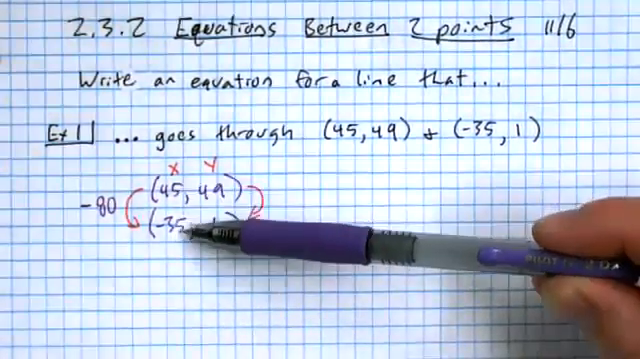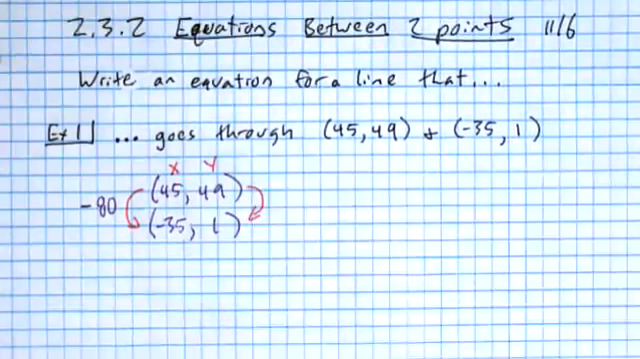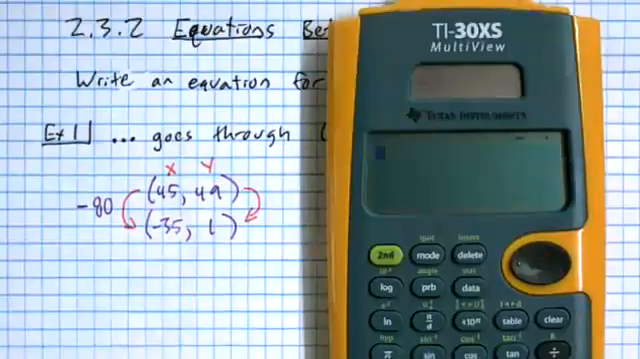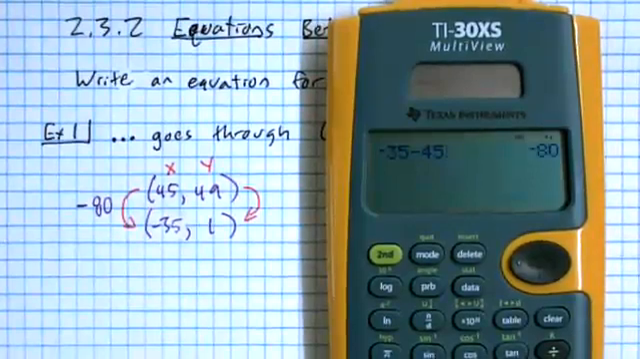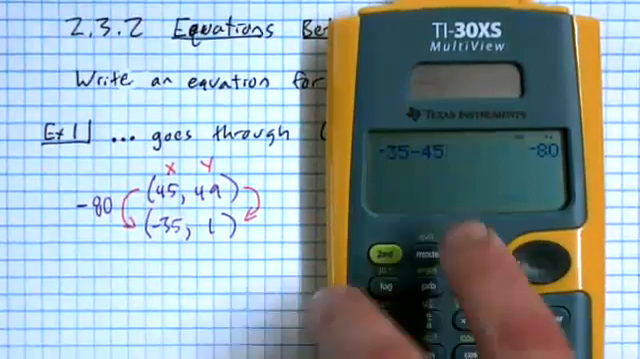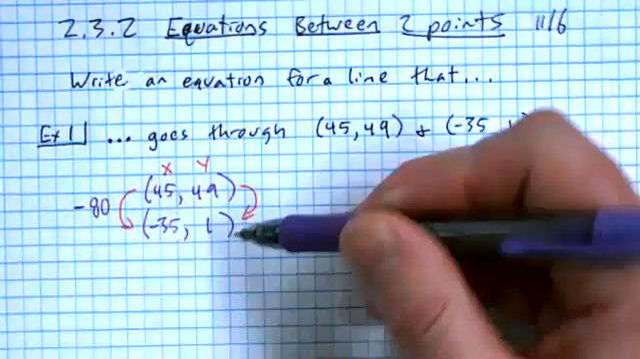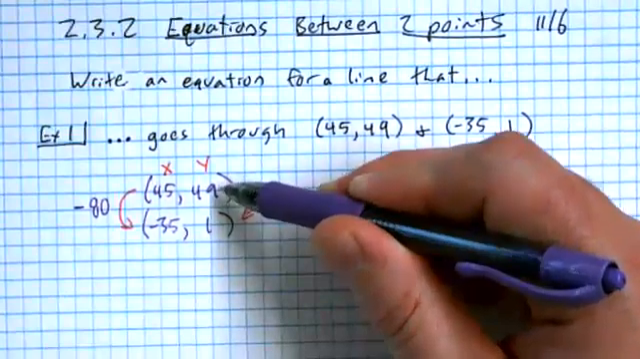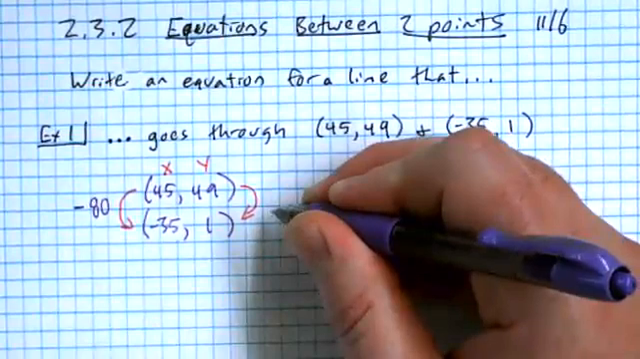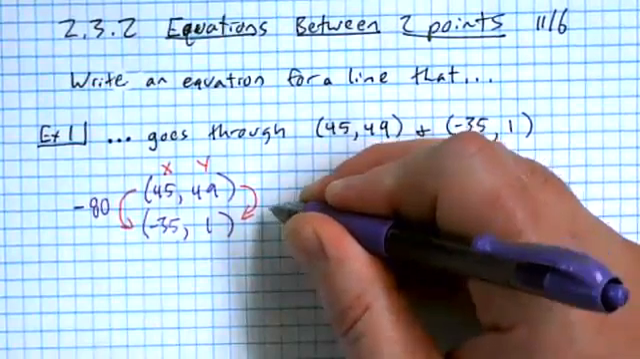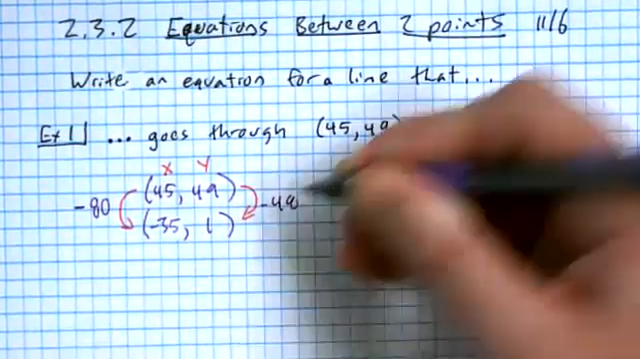Could you all get your calculators out right now and do negative 35 minus 45 and hit enter? Double check and make sure that negative 80 is correct. Are you getting minus 80? All right, second one minus the first is how we figure out the change. So do that for this one. What's 1 minus 49? We could probably do this without a calculator, I'm thinking. Negative 48.